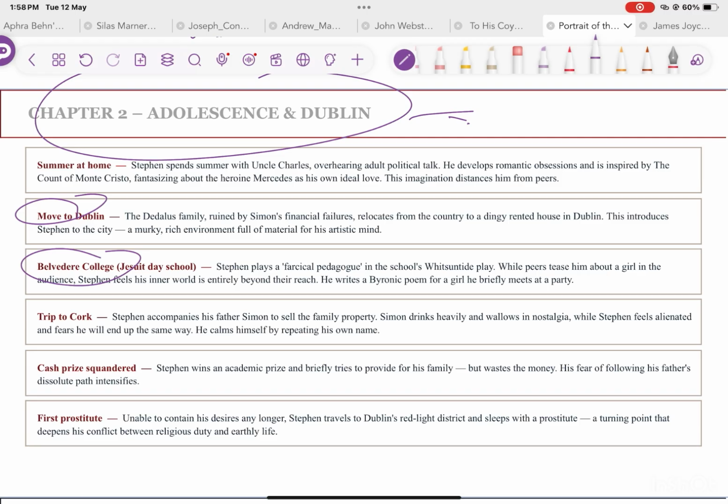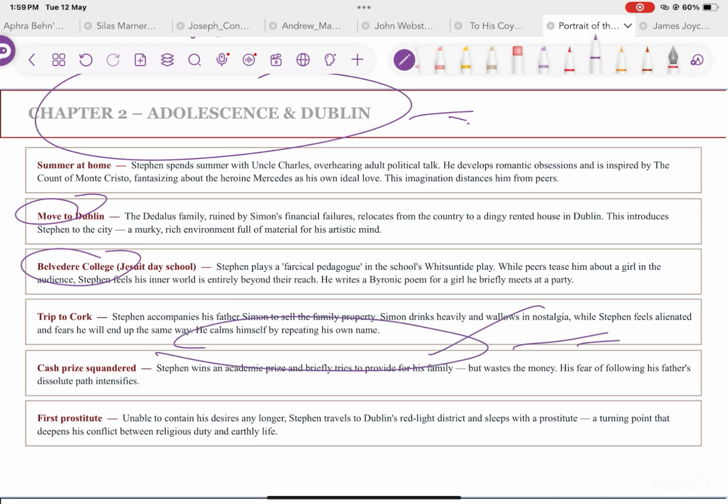Stephen becomes embarrassed by Simon's drunken behavior, his storytelling, and his flirtation with the barmaids. Everything disturbs him, and the trip deeply unsettles Stephen, increasing his fear that he may eventually become trapped in some failed and directionless life like his father's.